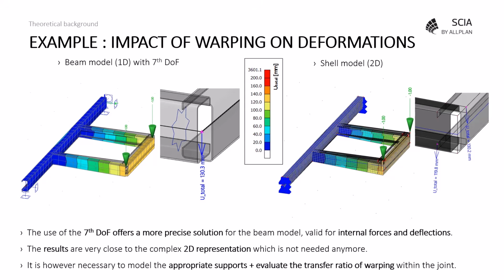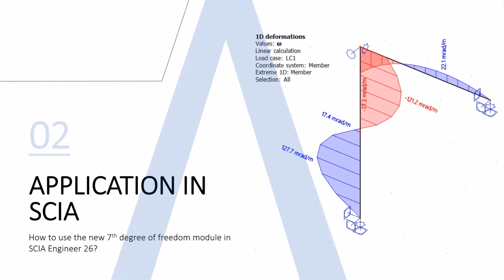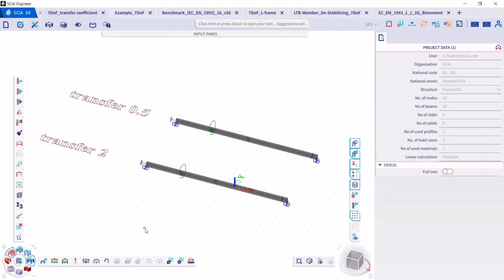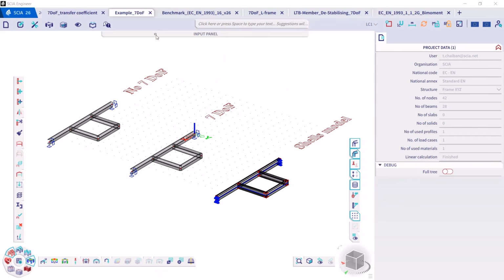So it is important to note, and we'll focus on that later on, that it is also very dependent on the appropriate supports to get these results correctly. So we need to evaluate the transfer ratio of warping within a joint, and we'll see that in detail in the next segment. So now I will switch directly to SCIA Engineer to show you this small example.